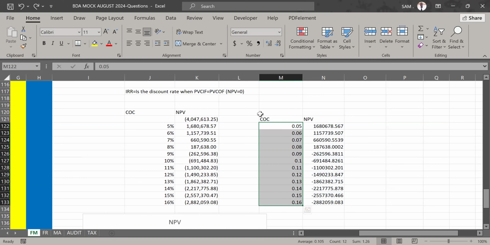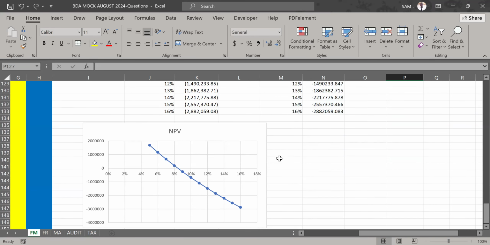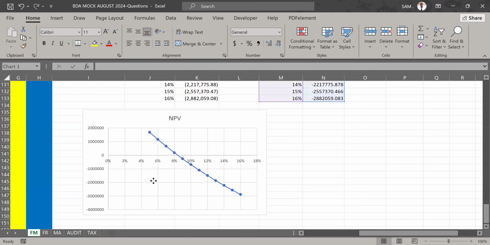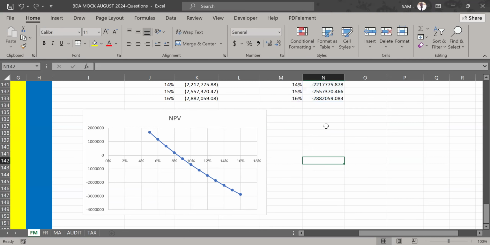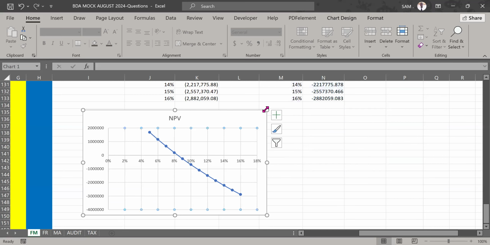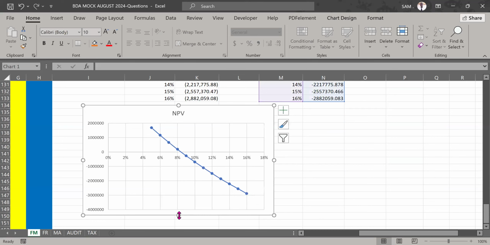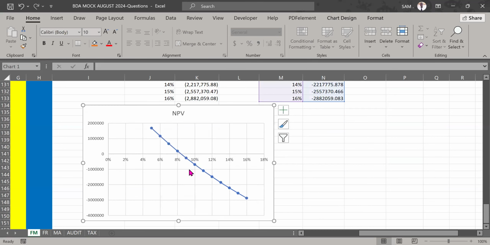But you can as well change it to percentages like that. And if I change it to percentages, you can even see the effect is changing on our chart, on our graph here. And I told you that IRR is the discount rate when NPV is 0. Now, the y-axis is the NPV, and then the x-axis are the discount rates. So at what point do we have an NPV of 0? The NPV of 0 is here. You see at this point. Now, what is the discount rate at that point?